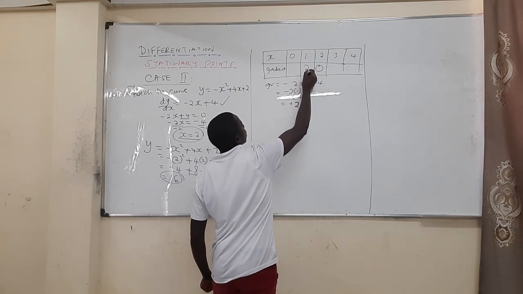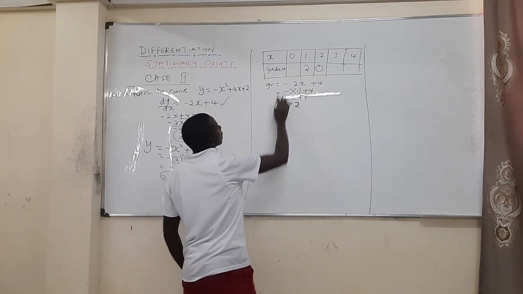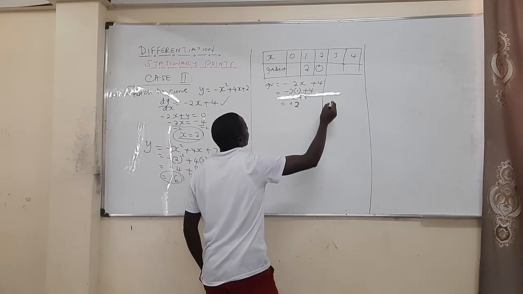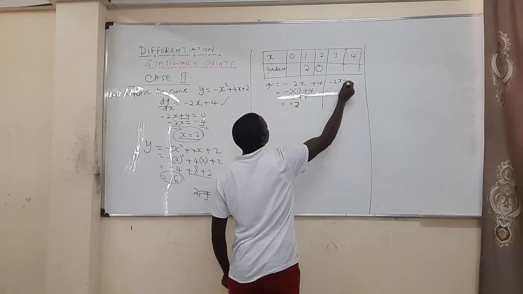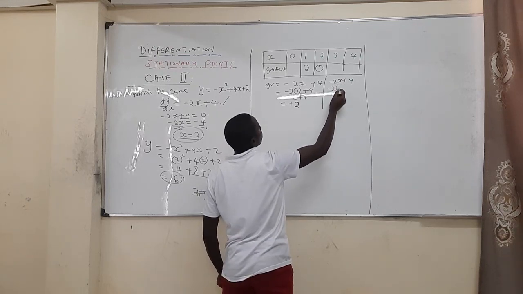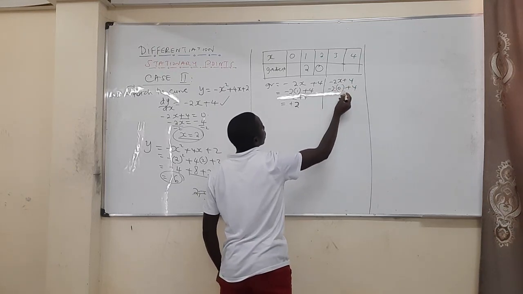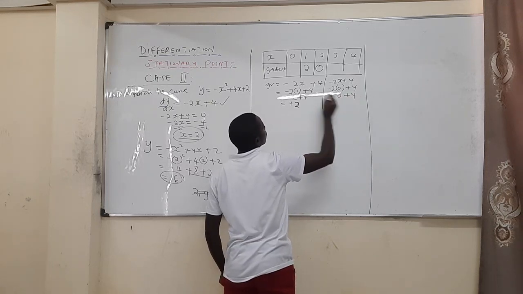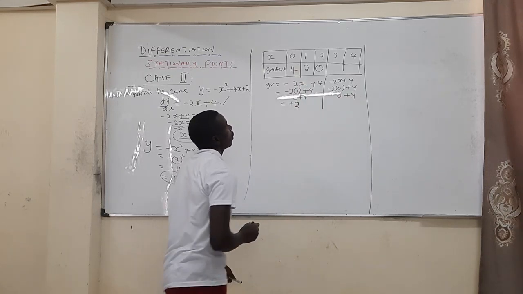So the gradient is 2. Then when x is equal to 0, we have minus 2x plus 4. We replace x with 0, then plus 4. 2 times 0 is 0, plus 4. So the gradient is positive 4.